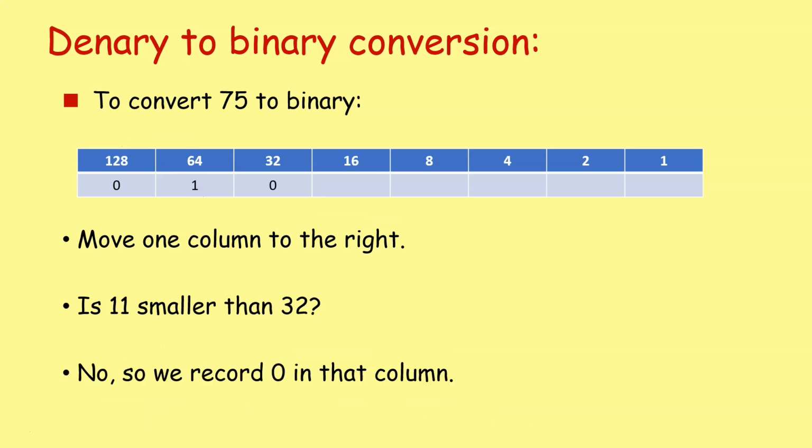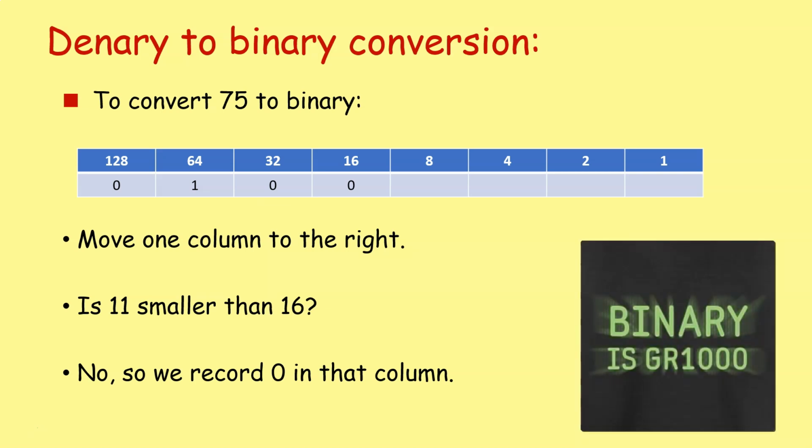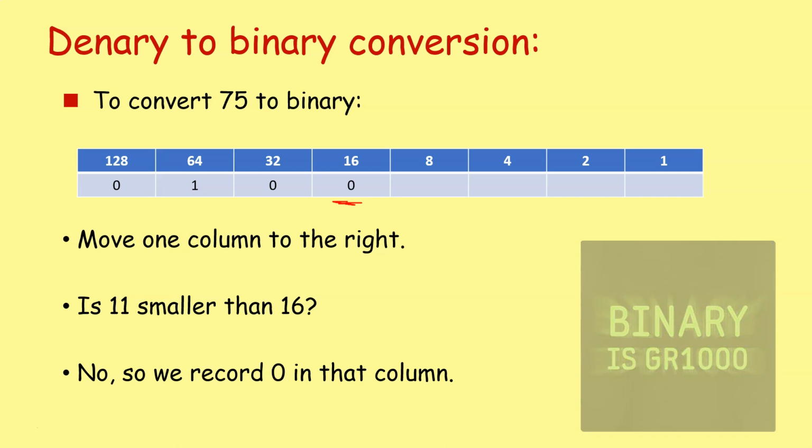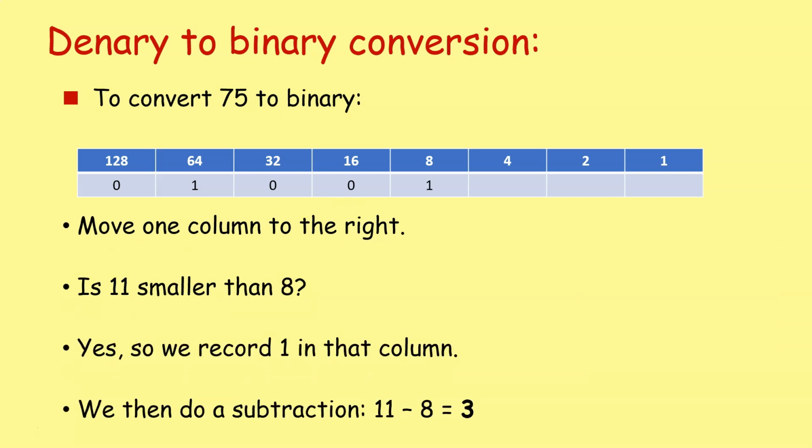Again, we move one column to the right. Now we're looking at 32. Is 11, our remainder, smaller than 32? No. So again, we just record a 0 in that column. Move one column to the right again. Is 11 smaller than 16? No. So again, we record a 0 in that column. We move one column to the right again. Is 11 smaller than 8? Well, yes. So we're going to record a 1 in that column, and again we're going to do a subtraction. 11 minus 8 gives us a remainder of 3. So 3 is what we're going to use in the remainder of this calculation.